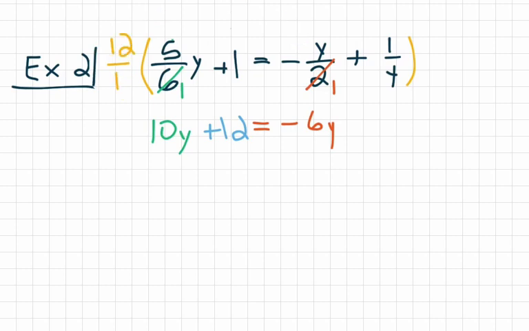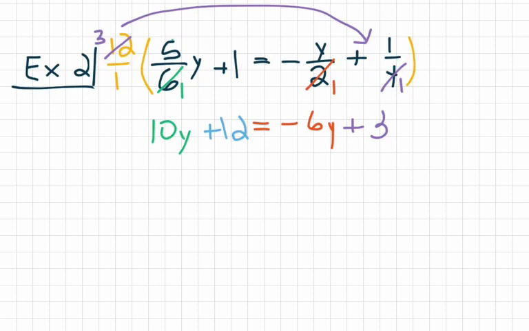And finally, for my last term, I take my 12 over 1, multiply it by 1/4. Well, 4 goes into 12 3 times. 4 goes into 4 once. So 3 times plus 1 will give me plus 3. Now this equation looks much more manageable, much more solvable than what I had up here.